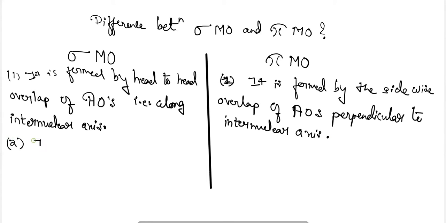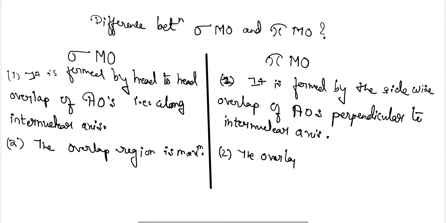Next, the overlap region is maximum here. The overlap region is minimum. In case of pi molecular orbital, the overlap region is minimum, while in the case of sigma molecular orbital, the overlap region is maximum.